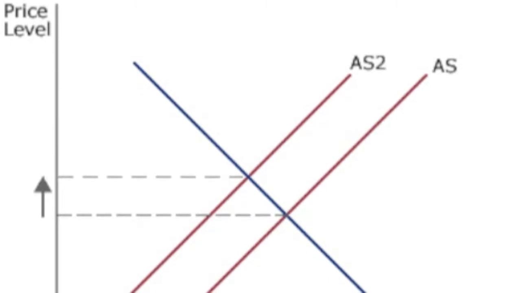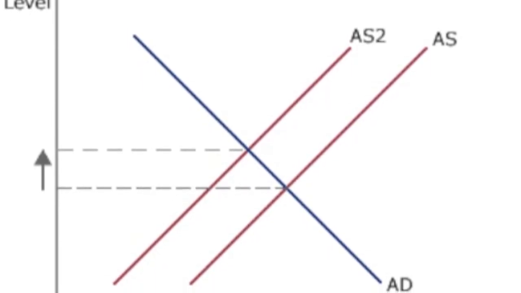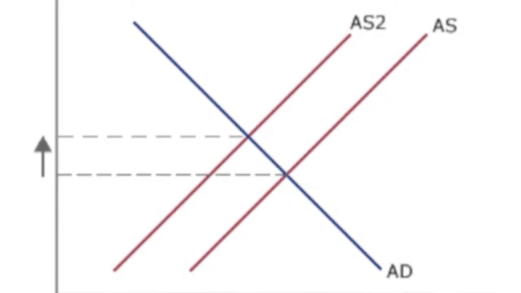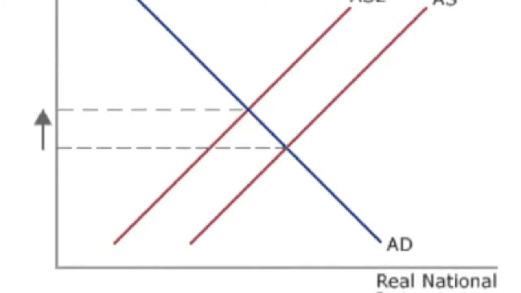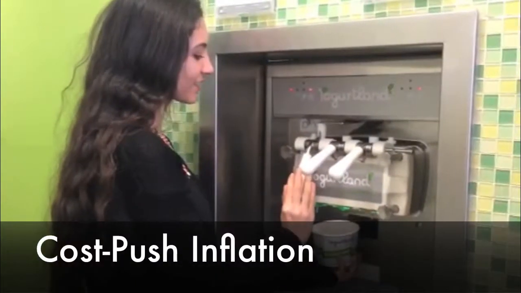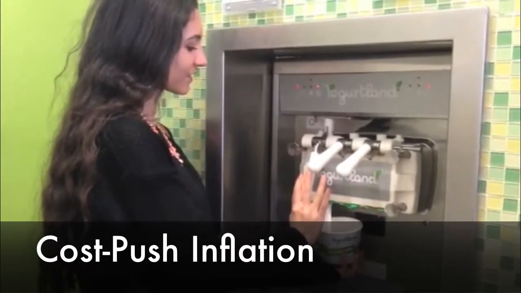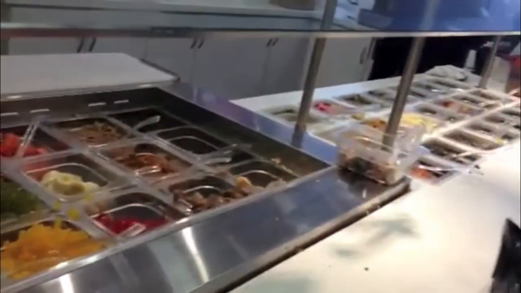For example, the cost of productions for Yogurtland is rising alarmingly. This leftward shift would increase price levels and decrease real GDP. This is an example of cost push inflation. Cost push inflation causes a decrease in aggregate supply. This is an example of inflation caused by rising costs of productions.